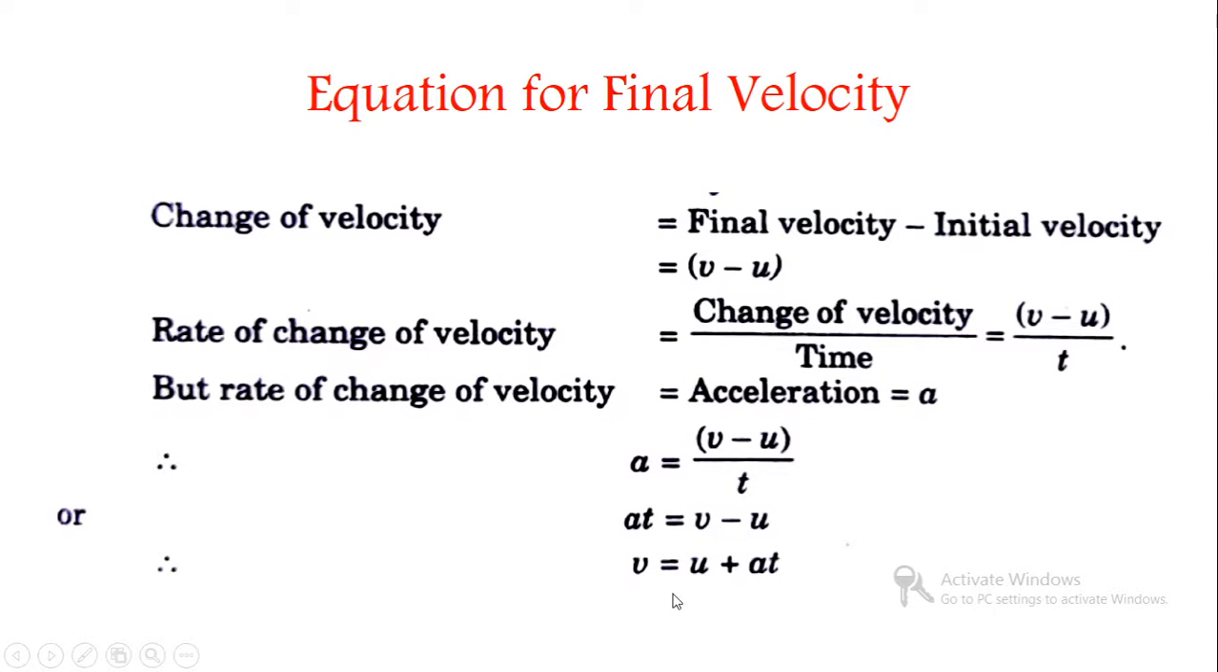This is the equation used to find the final velocity of the object, or the initial velocity, or the time, or the acceleration of the object. Depending on the problem, using this equation you can find the initial velocity, final velocity, acceleration of the body, and the time the object is traveling. All of these can be found from this equation. This is equation 1.